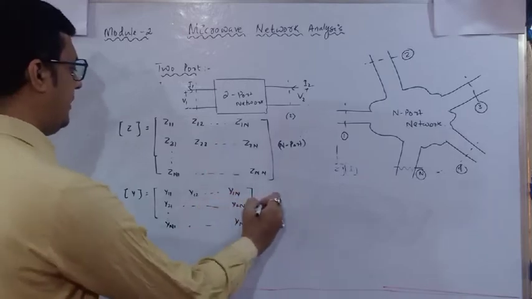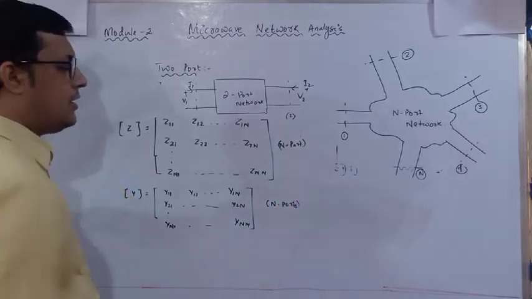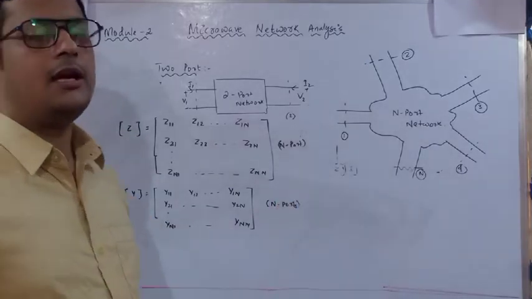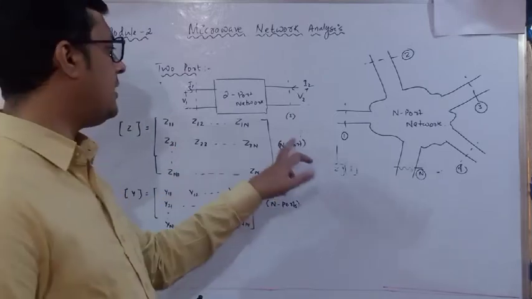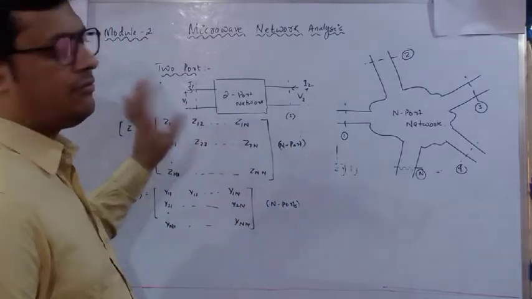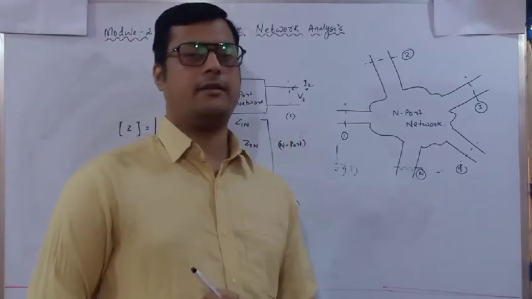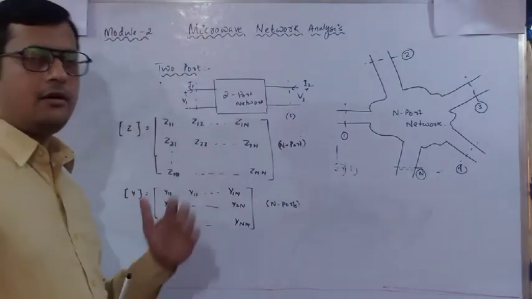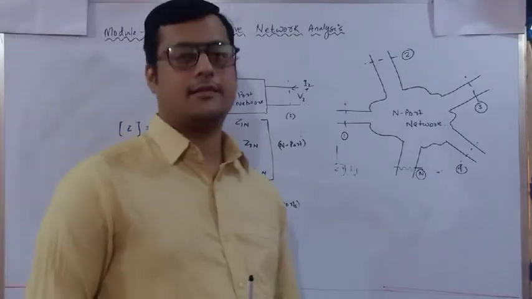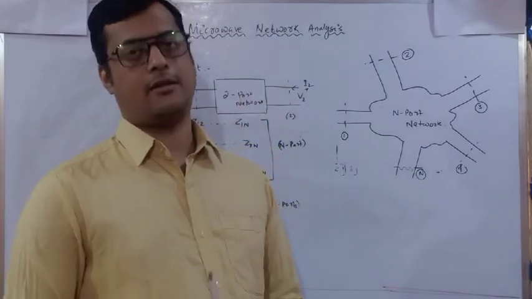So depending upon the number of ports, your parameters are going to be identified. If it is nth port, represent this. If n equals 2, that means only 4 parameters. If n equals 3, that means 9 parameters, as I have discussed earlier. So depending upon this analogy, we are going to identify some relations: reciprocity, symmetric and lossless.